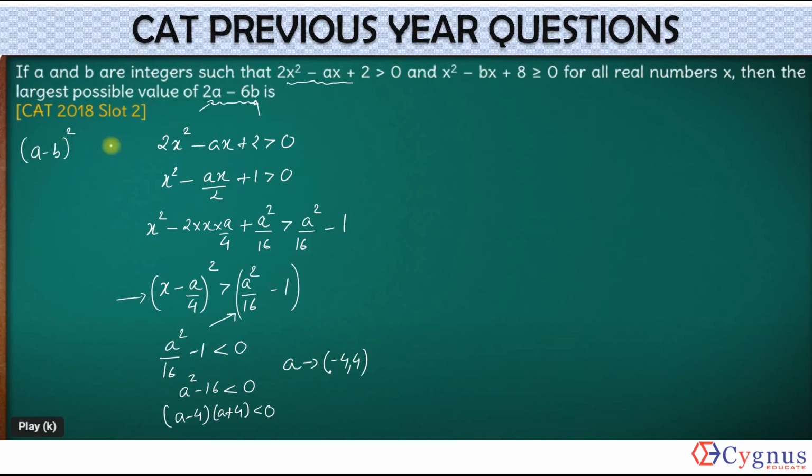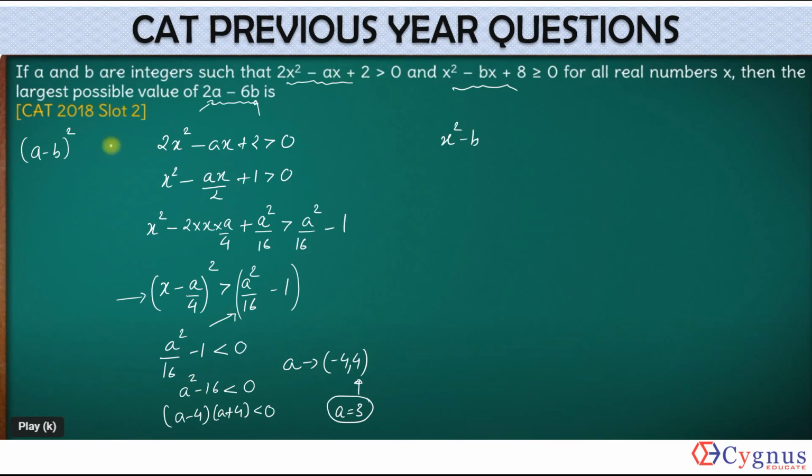So a will start from -4 till 4, and we know that a and b are integers. So the largest possible value of a cannot be equal to 4. It should be 1 less than that, that is 3. And our objective was to maximize a here. So I can say that the value of a will become how much? 3. Fine. Let's look at the other expression, this one.